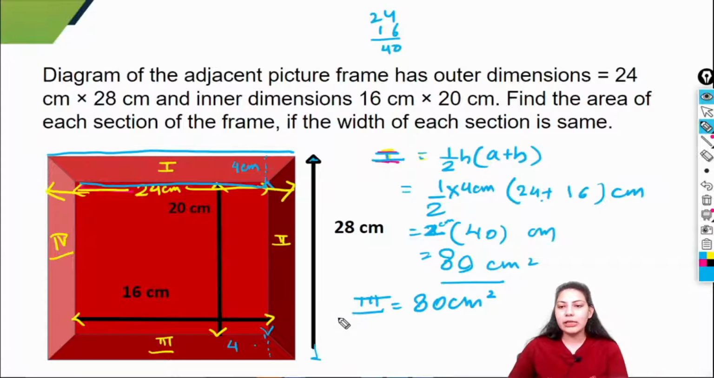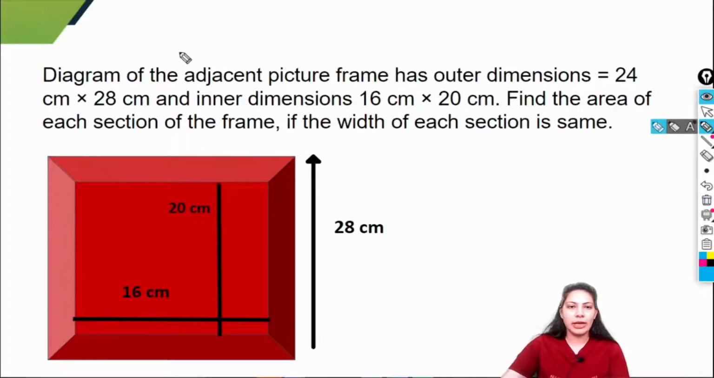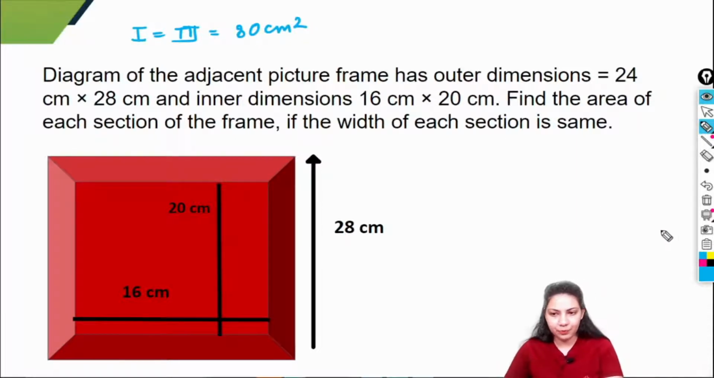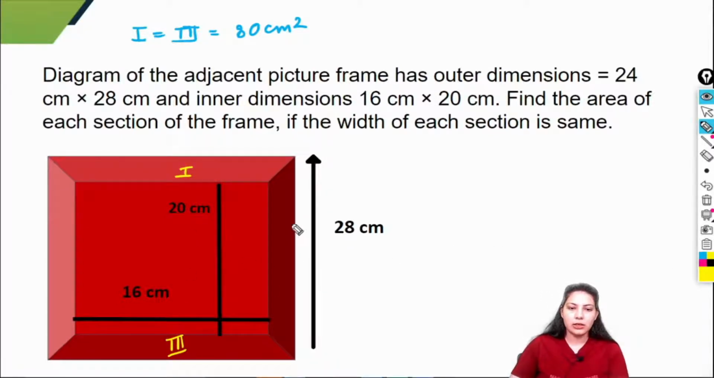Now let's calculate the second and fourth. So let me erase over here and let me write over here. First equals third portion equals 80 centimeter square. Now let's calculate the second and fourth portion. Okay, here it was given as 24 plus 24 centimeter.